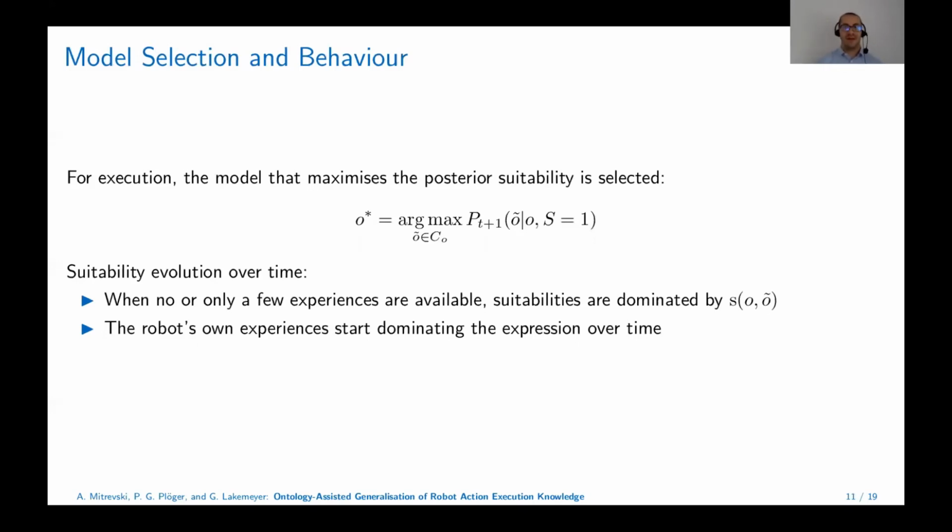Given the object cluster and having computed the suitabilities, the model to be generalized is the one belonging to the object class for which the posterior suitability is the highest. At this point, it is interesting to shortly consider how the suitabilities will evolve over time. In particular, before the robot has collected its own generalization experiences, the suitabilities are dominated by the class similarity in the object ontology. However, as the robot collects more generalization experiences over time, the suitabilities will be dominated by the outcomes of the generalization trials.